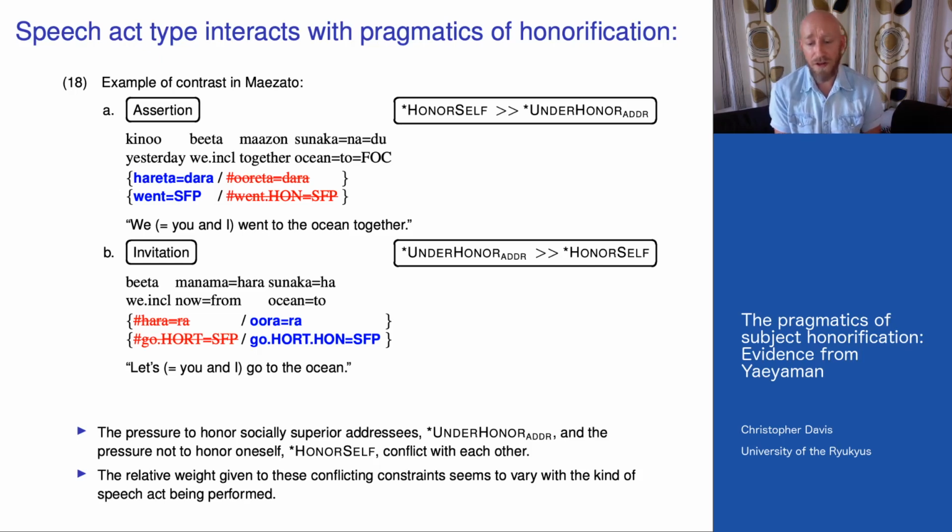Focusing here again on the contrast in Maezato, it looks as if in assertions, like the one in 18a, the star honor self outranks the addressee or specific star under honor, while with an invitation like the one in 18b, the ranking is reversed, and empirically, again, the felicity pattern is reversed. And nothing has changed about the subject or about the predicate. What's changed is the speech act.